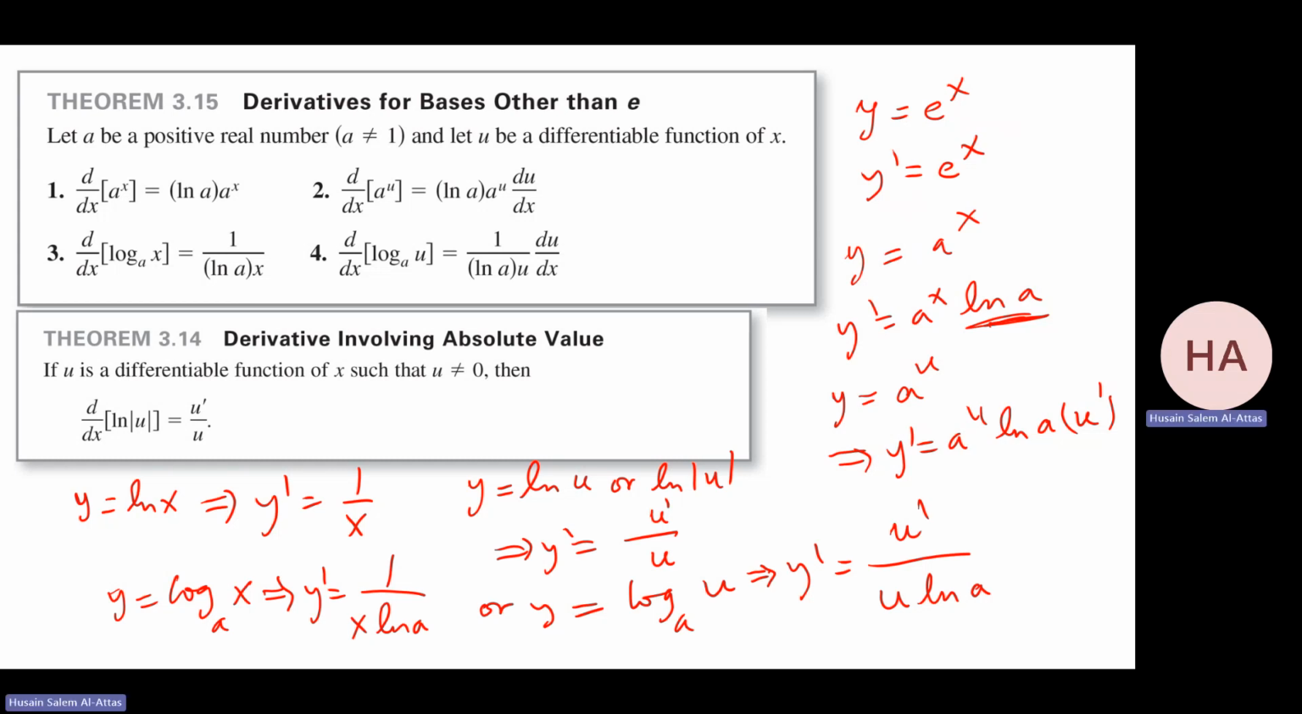That's all. These are the rules which I need. And this is the chain rule.